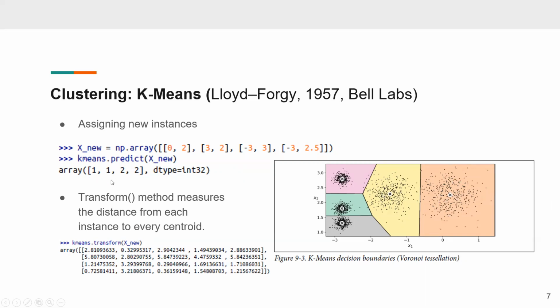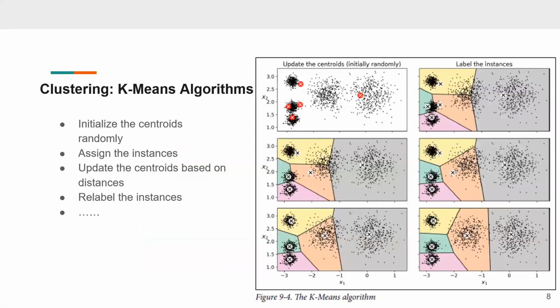Okay, that's how you can leverage k-means as an application. Now, let's look at the algorithm. How does it work? This graph will help you. What it does is initialize the centroids randomly. In this case, initialize all those 5. And then you try to assign the instances. How do you assign the instances? Based on the distance.